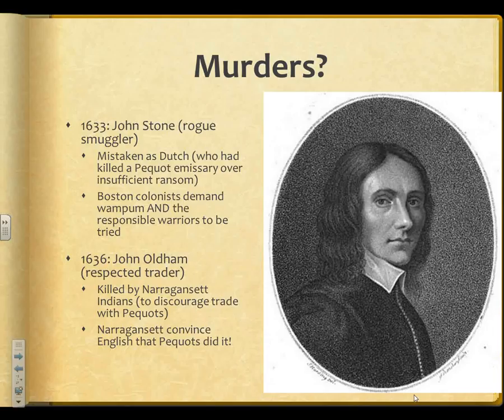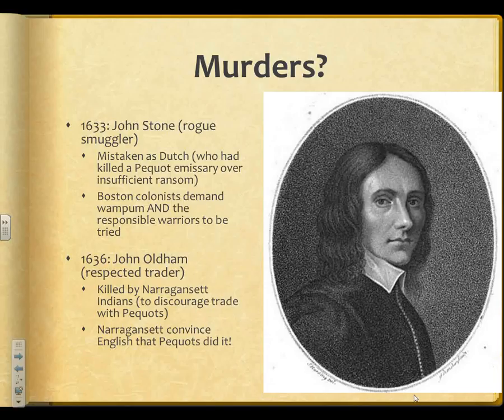Kind of blows over. But just 3 years later, John Oldham, that's this guy, who was a really well-respected trader. He was a guy that everybody liked. He, in fact, was trying to work on a trade deal with the Pequot. Okay, so he was trying to smooth things over to help reduce conflict and allow the British to benefit from and profit from more trade. And he actually gets killed by this Narragansett Native American who's mad at him for trying to go work with the Pequot, right?